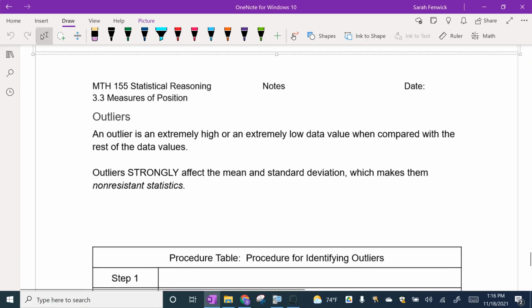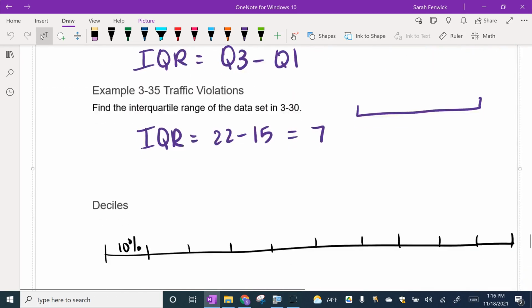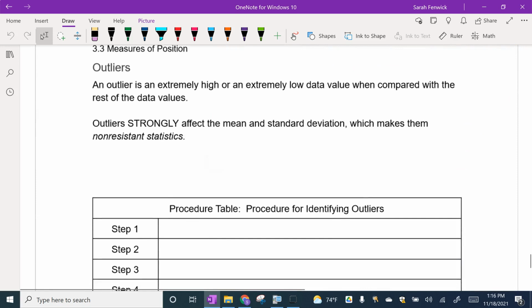Section 3.3, measures of position. We've talked about our z-scores. We've talked about percentiles, quartiles, deciles. Now we're going to talk about outliers.